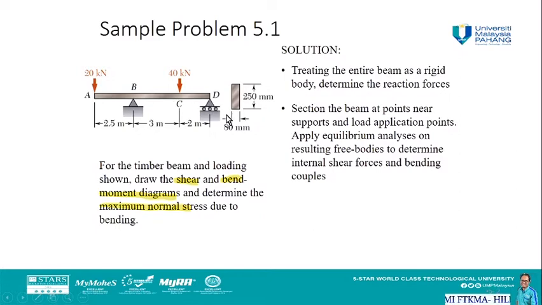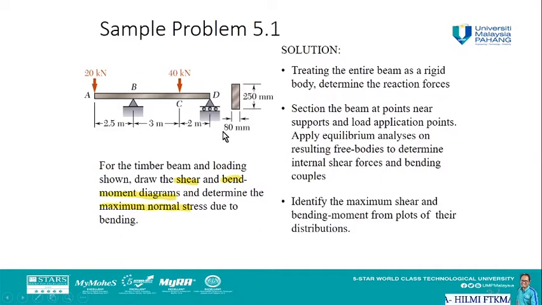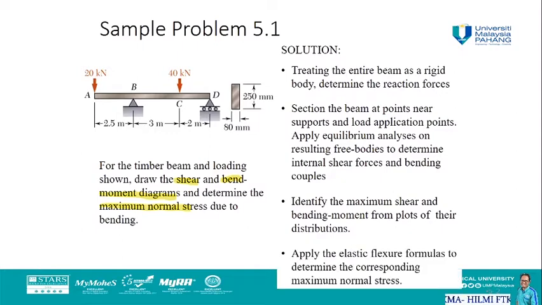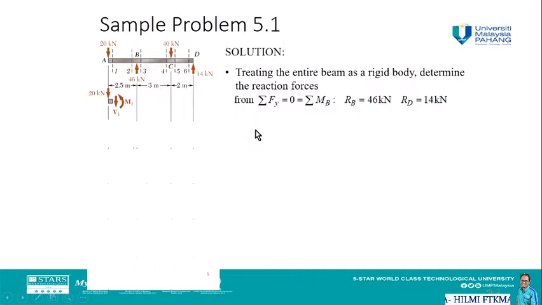And then we are going to apply equilibrium analysis on the resulting free bodies to determine the internal shear forces and bending couples. Next we are going to identify the maximum shear and bending moment from plots of the diagrams. And finally we can apply the elastic flexure formula, sigma equal to Mc over I, to determine the corresponding maximum normal stress at that specific maximum bending moment point. Okay, so let's start answering this problem.